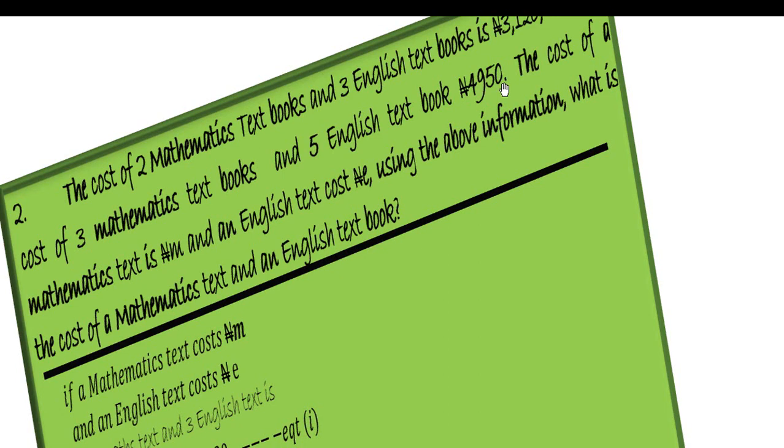So the cost of the mathematics textbook is m naira and of English is e naira. Using the above information, what is the cost of a mathematics textbook, that is the value of m, and an English textbook, that is the value of e? So you are looking for e and m.